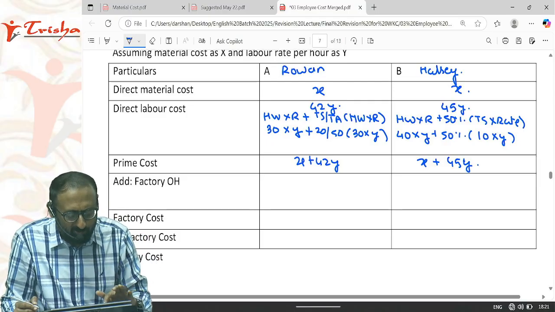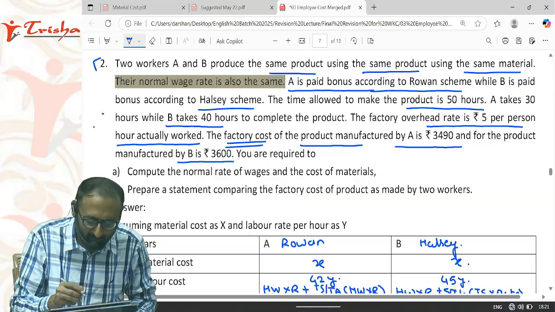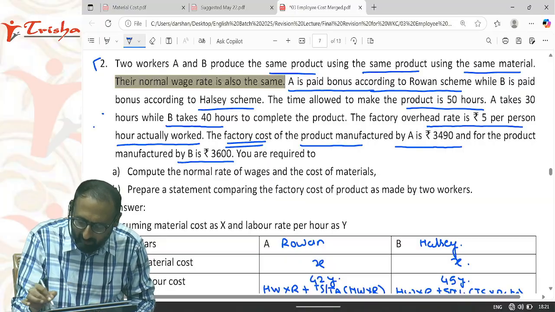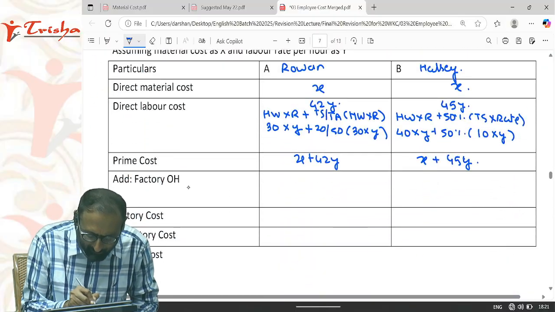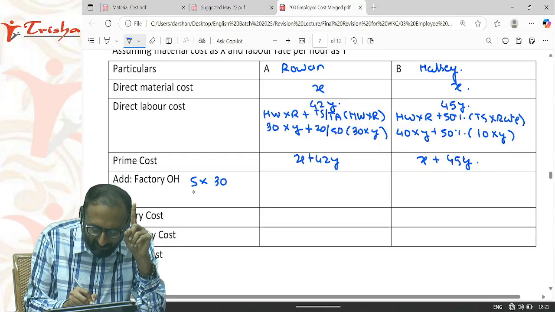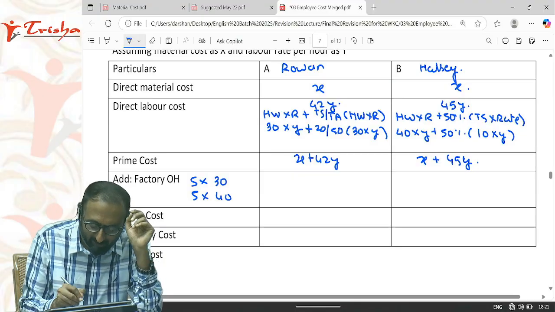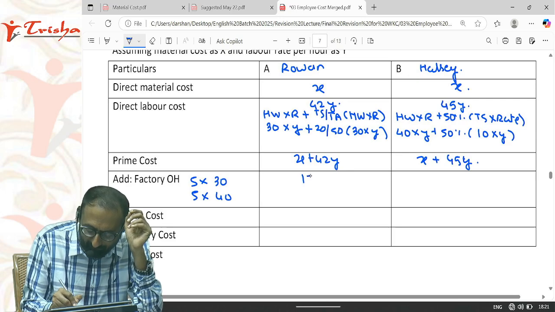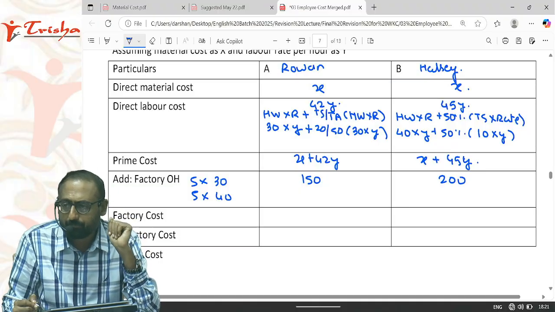In that prime cost, you have to add factory overhead. In the question, the factory overhead rate is given as 5 rupees per hour. So 5 multiplied by hours worked by A, 30 hours, and 5 multiplied by hours worked by B, 40 hours. The answer is 150 rupees in case of A and 200 in case of B.